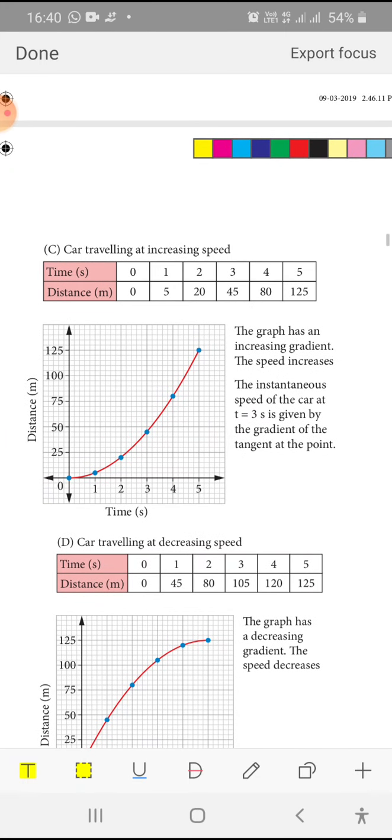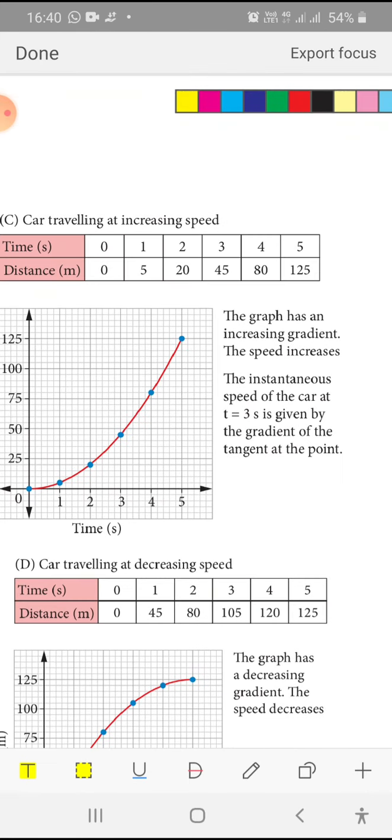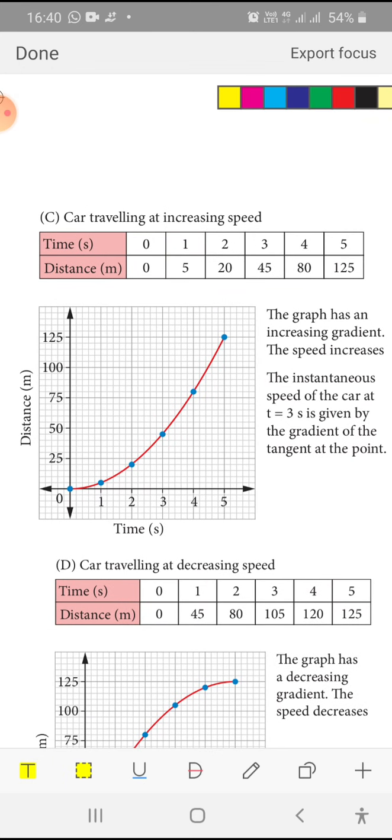In the tabular column C, the car is traveling at an increasing speed. At 0 it will be 0. For 1 second 5 meters, 2 seconds 20 meters, 3 seconds 45 meters, 4 seconds 80 meters and 5 seconds 125 meters distance. For each second the distance is varying vastly. So the car is traveling at an increasing speed.